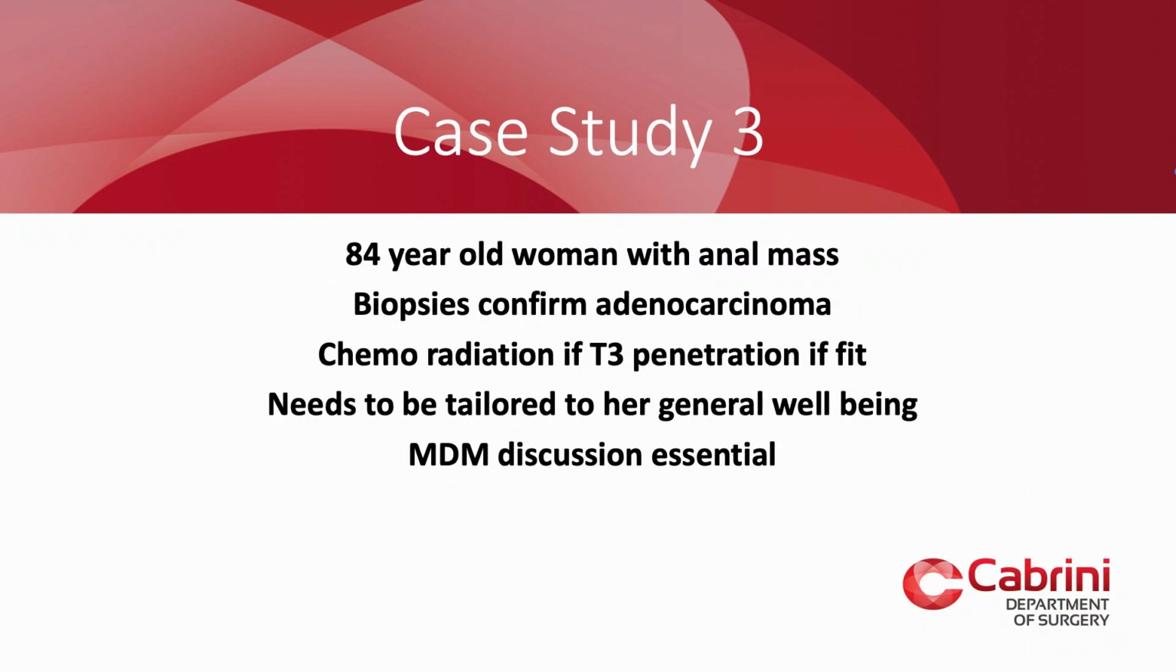I think it needs to be individualised to the patient. The patient is 84. If she is fit and healthy and definitely has a T3 to T4 lesion, then she should be offered chemoradiation prior to surgery. It does reduce local recurrence and extend survival. On the other hand, if she is someone who has major health issues, multiple chronic comorbidities, it may be that we just proceed to surgery alone. The most important thing in all of these cases is that the patient needs to be treated as an individual, and one 84-year-old is completely different to another one.